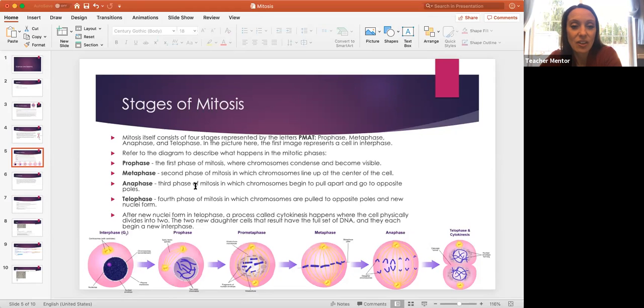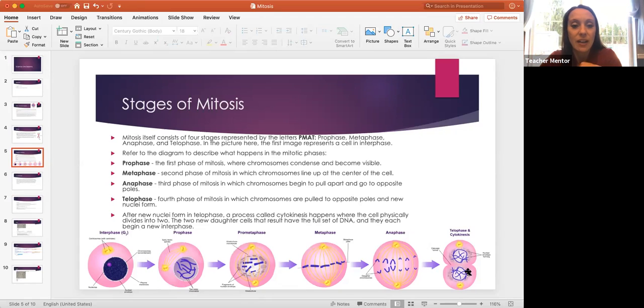In anaphase, the third phase of mitosis, the chromosomes begin to pull apart and go in opposite directions, okay? So remember, we've got those chromatids, which are identical sets. As they line up at the middle, one is going to go to one end of the cell and the other is going to go to the other, so they separate. And this is what's occurring here in anaphase. Those chromosomes begin to pull apart and go in opposite directions.